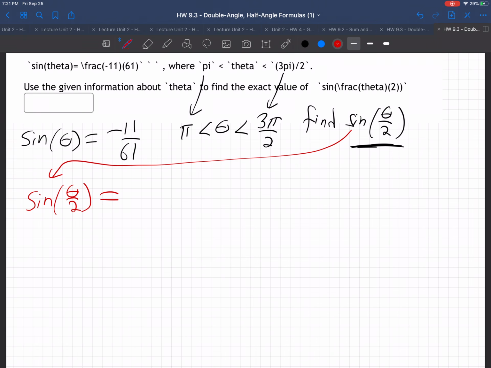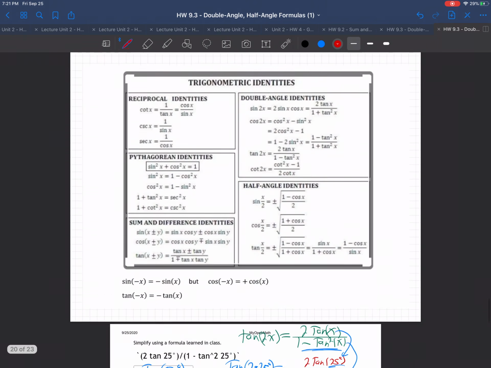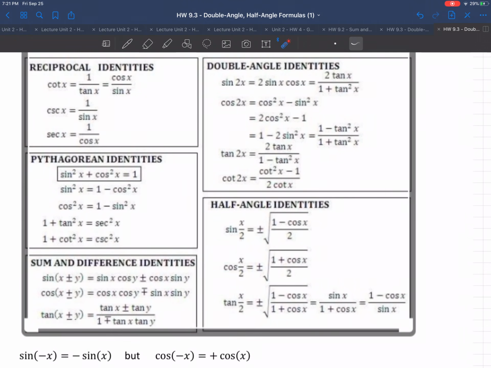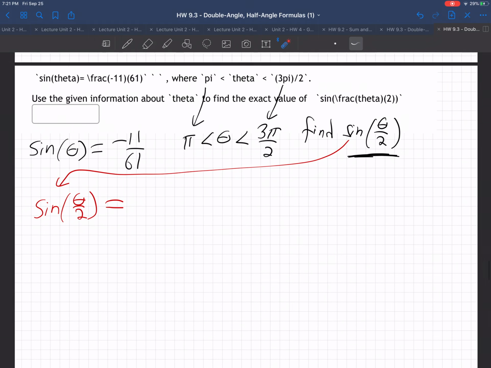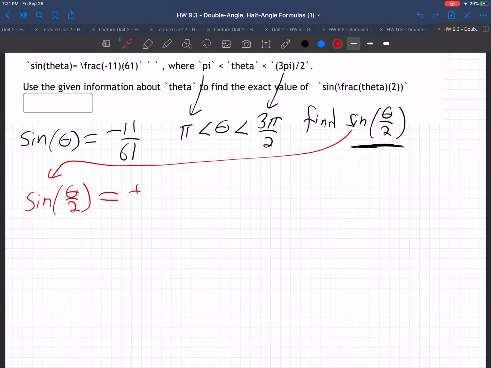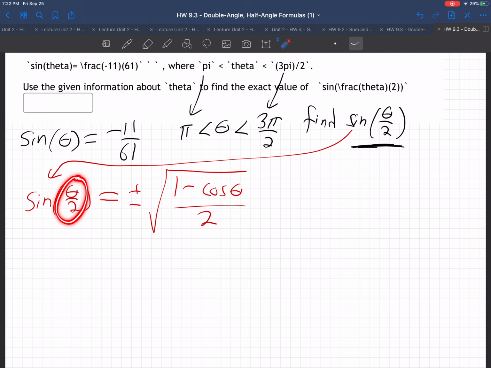So let's go to the formula sheet and find the formula for sine theta over 2. Here it is, down here in the half angle formula: sine of x over 2 equals plus or minus the square root of 1 minus cosine all over 2. All right, back to it. That's easy enough. It's plus or minus the square root of 1 minus the cosine of theta all over 2. So notice the sine of half of theta, half angle, is 1 minus the cosine of regular theta all over 2.